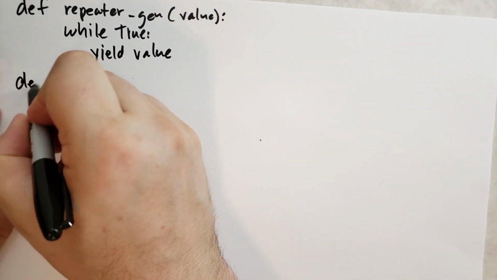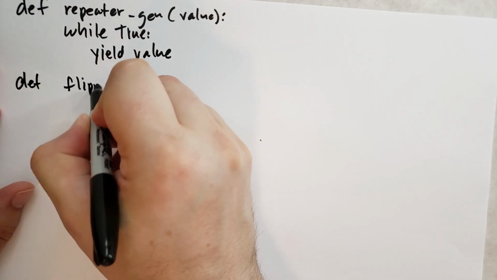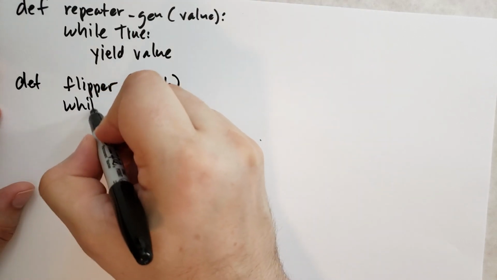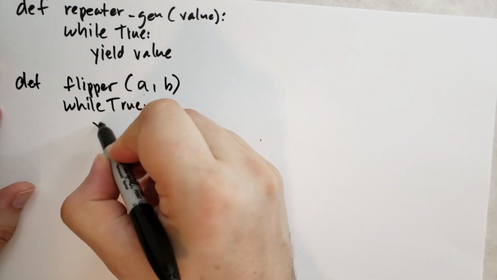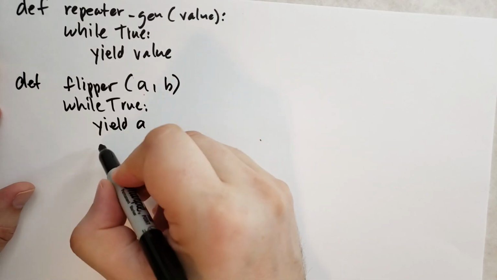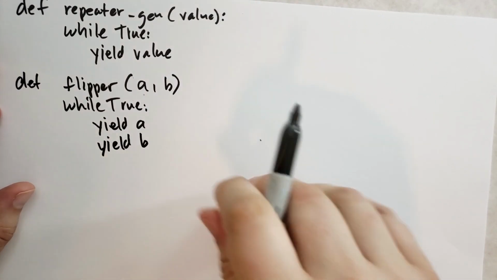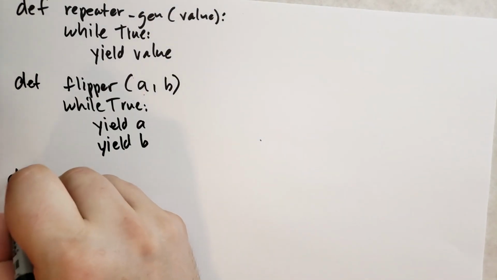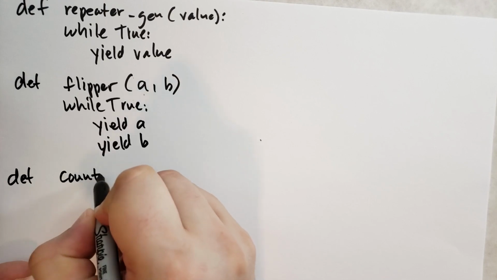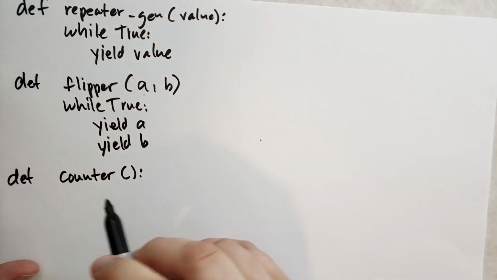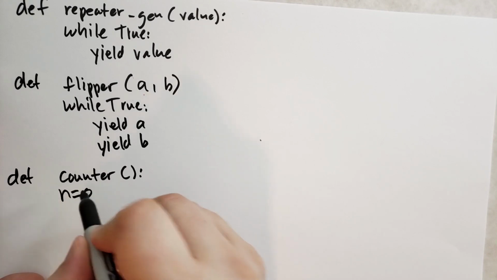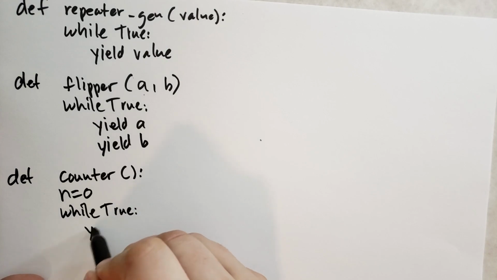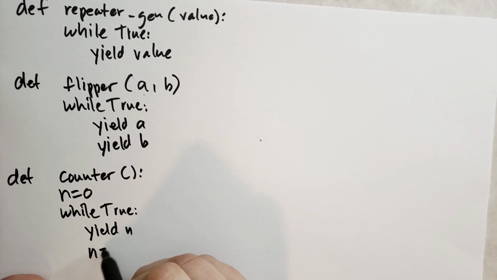Let's write a flipper. It flips between two values A and B. In an infinite loop, it will yield A and then yield B over and over again. How about a counter? This will count up from 0 to infinity. So we start at 0, and then in an infinite loop, we yield that value and increment it.